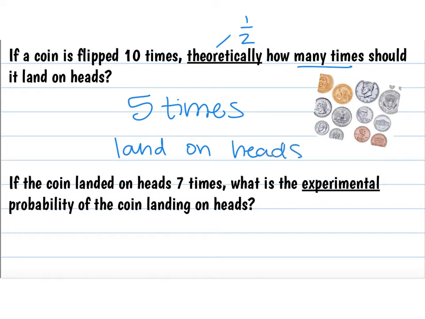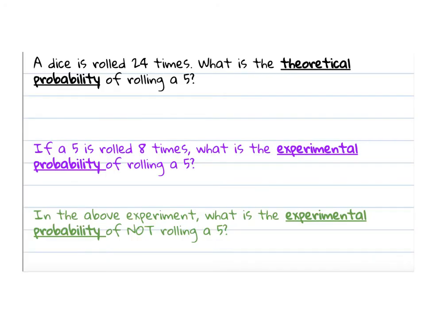All right. But if the coin landed on heads 7 times, what is the experimental probability of the coin landing on heads? Experimental is what actually did happen in the experiment, and it's telling us that it landed on heads 7 times out of the 10 flips. So that means it's got a 7 out of 10 experimental probability. Okay, some more questions here, kind of comparing the two parts.